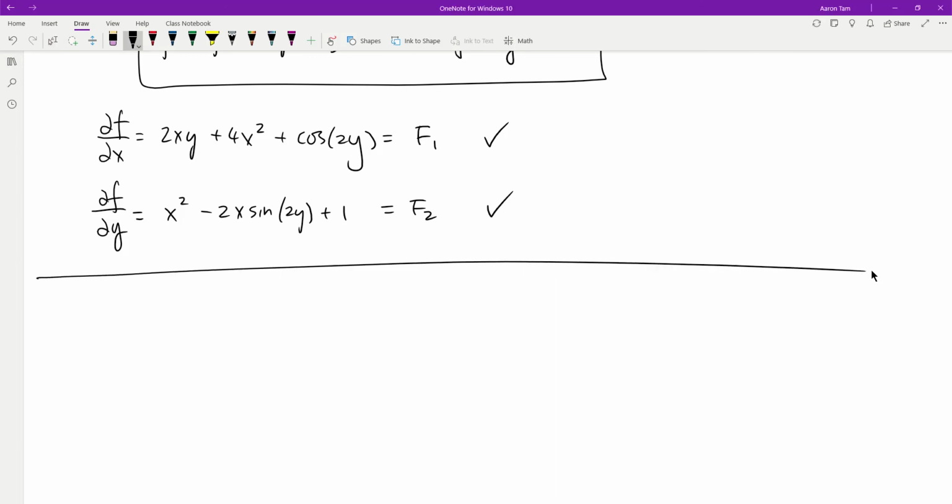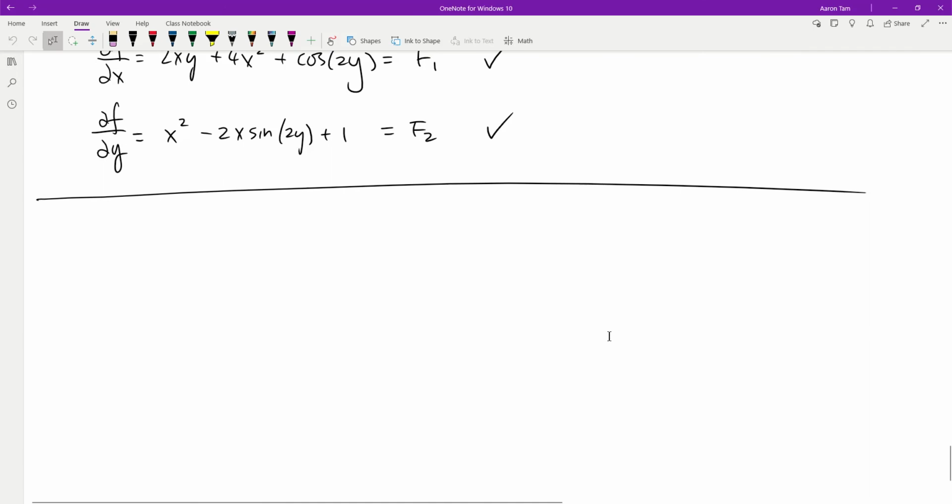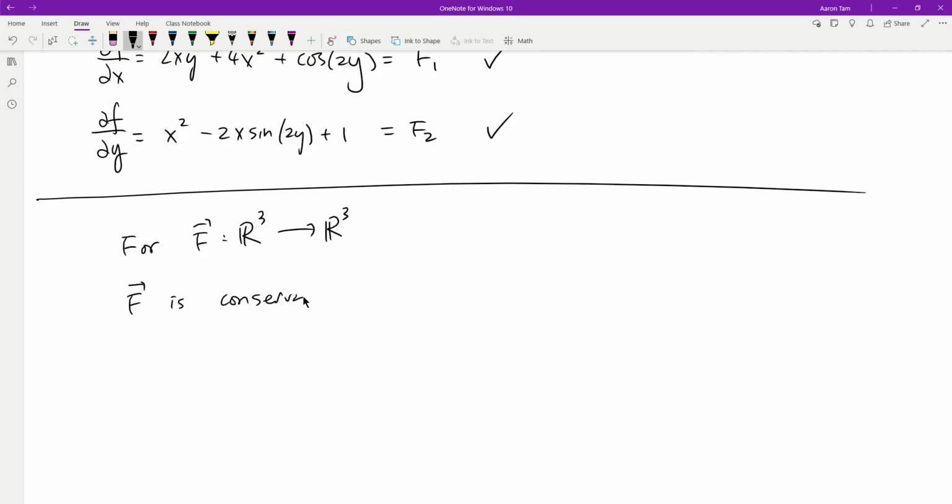Now, the consistency condition that we defined here allows us to determine whether a function in R2 is conservative. So what if we have a function that's in R3? Can we still find out whether it's conservative or not? Well, yes, we can. We just have to modify our condition a little bit. So let's say we have a vector field that maps from R3 to R3. We know that f is conservative if the curl of f is equal to the 0 vector.